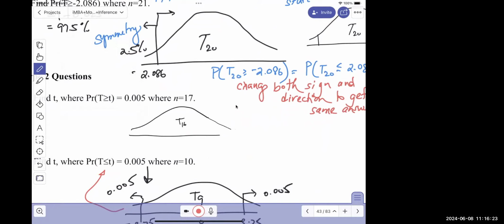And you want to know where, it's very small, 0.005. You want to know what is T for that value. So it's the backwards or the inverse problem. This is very easy in Excel to get. You've got to be careful because Excel gives you the left side results. So let's go to the table and look for 0.005 on row 16.